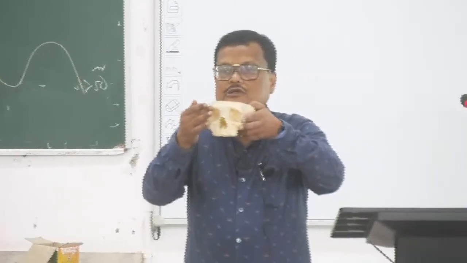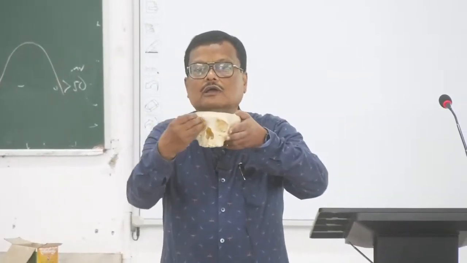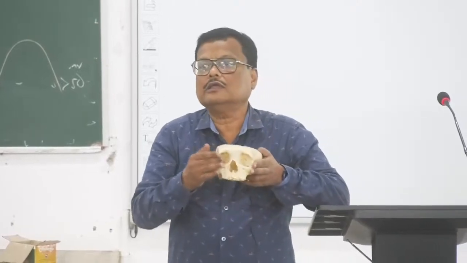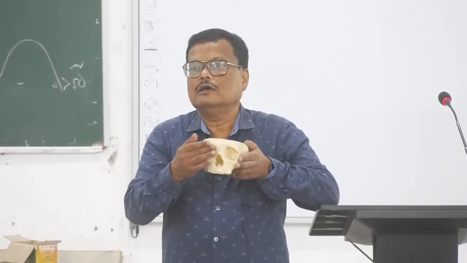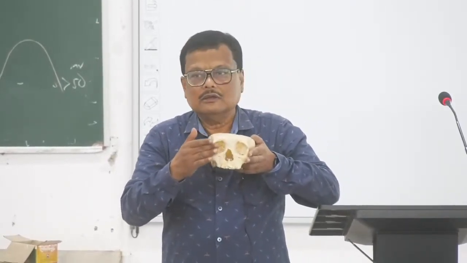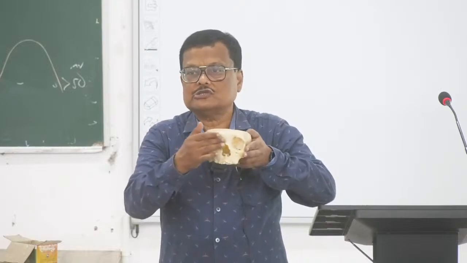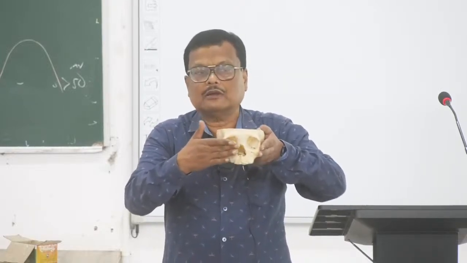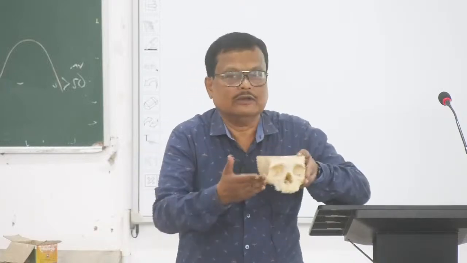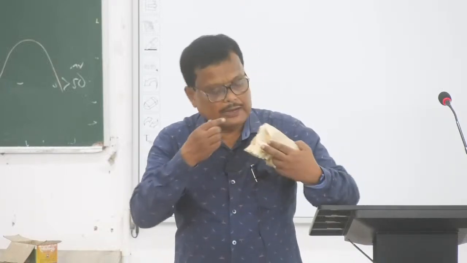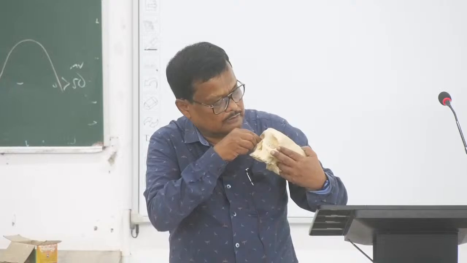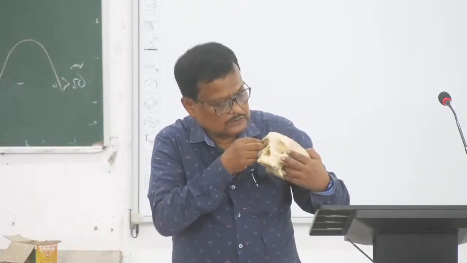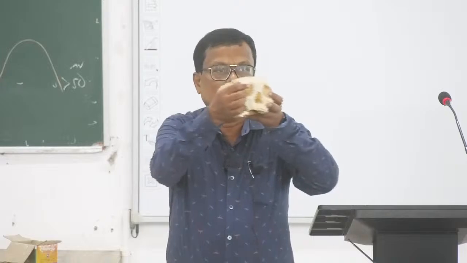This is the base. In this skull, nothing is present there, it is empty. But this is the border of the base, which we call the orbital margin. And this part, which is now vacant, is the base. And the apex is the optic canal.